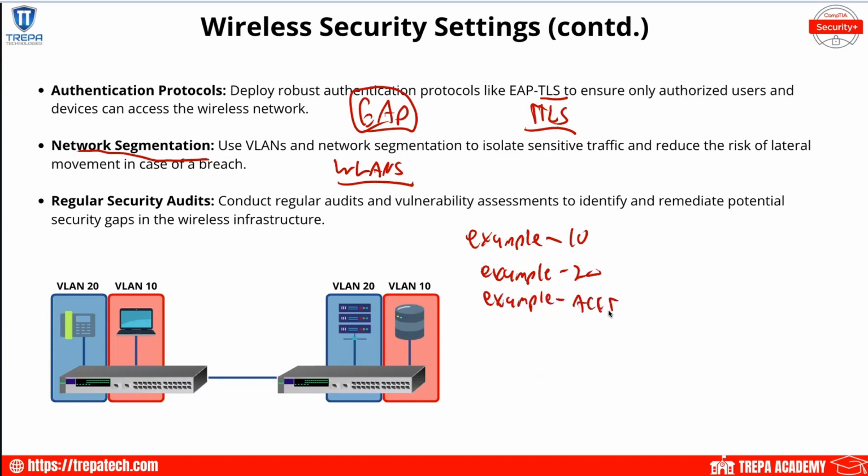ACCT for accounting as SSIDs all throughout your environment, that means if you're a user in the accounting department, you connect to that SSID using your username and password. So we have multiple wireless LANs configured from a single access point or for all of our access points for our roaming users.